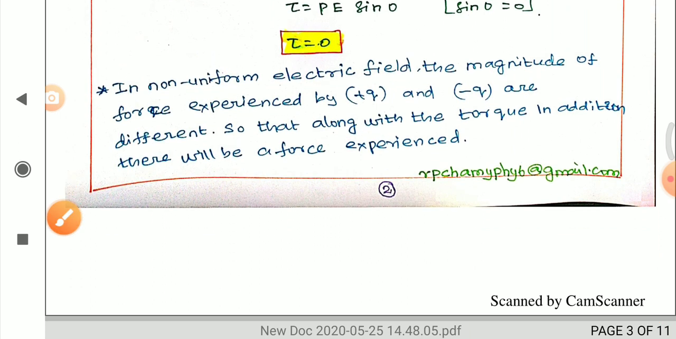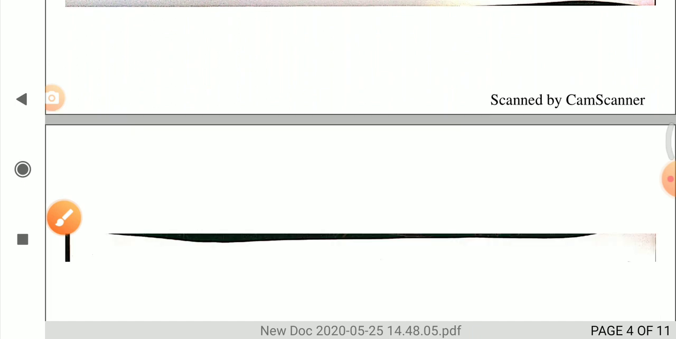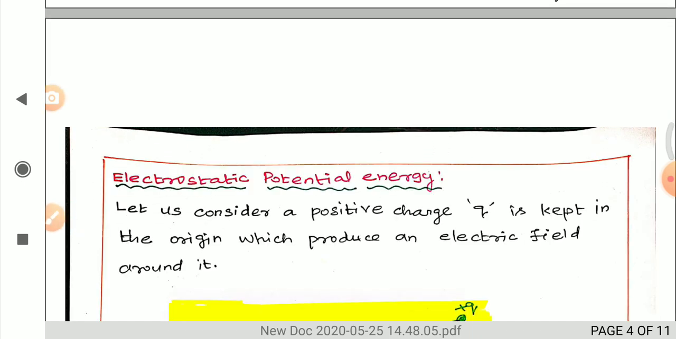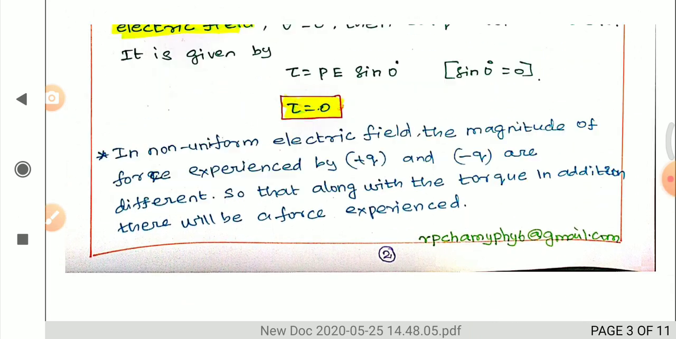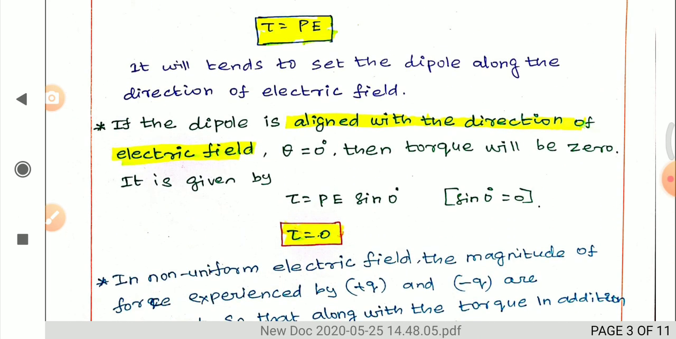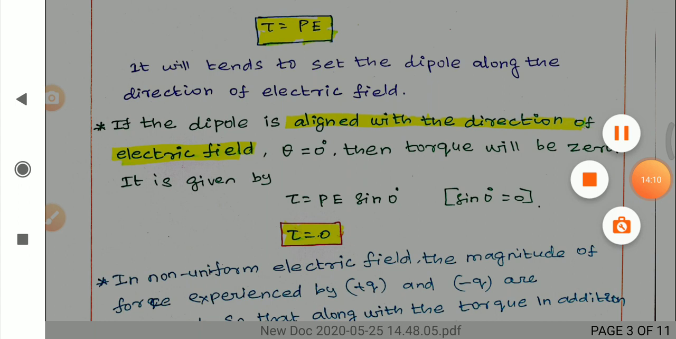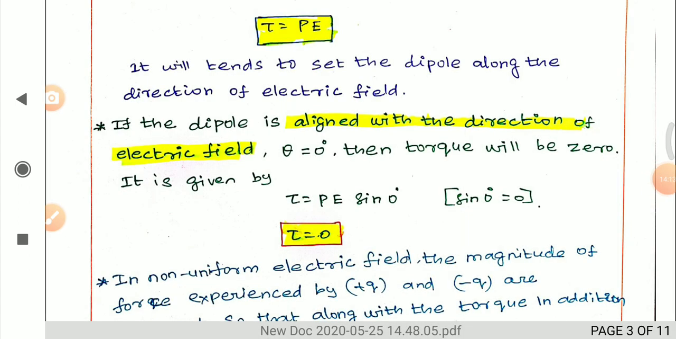So these are the important things we have to understand while preparing the torque experienced by the electric dipole in a uniform electric field of intensity E. Are you clear? Definitely we can expect a question in a 5 mark question or a 3 mark question, and also a 1 mark question from this.